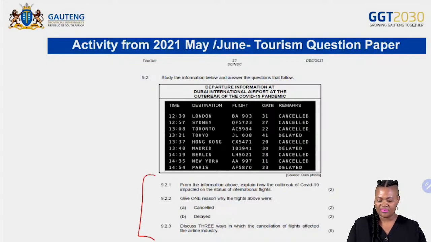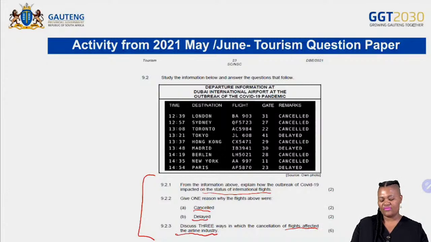So over here, they say departure information at Dubai International Airport at the outbreak of the COVID-19 pandemic. So you look at the status of this flight schedule, the status of these flights. Then they say from the information above, explain how the outbreak of COVID-19 impacted on the status of international flights. You can also answer that. Give one reason why the flights above were cancelled. I'm sure based on everything that we've done, you'd be able to give good reasons there. And discuss 3 ways in which the cancellation of flights affects the airline industry.